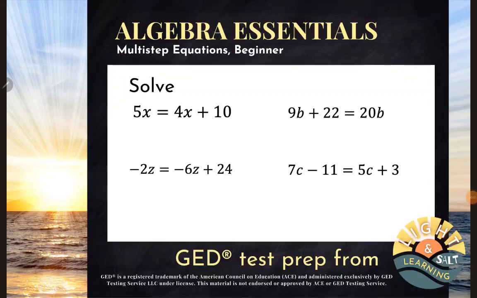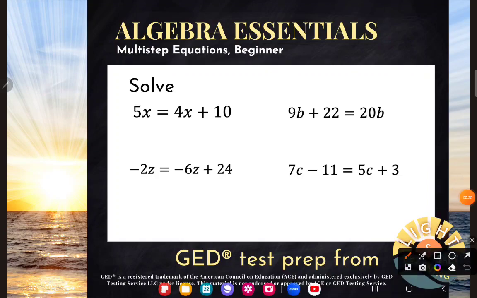Hello, algebra students. For the first time, we're going to look at these equations that have variables, letters, on both sides. Let me show you what I mean. First example says solve, and we see this equation: 5x is equal to 4x plus 10. So I'm going to draw my little line through the equal sign so you can see what I mean.